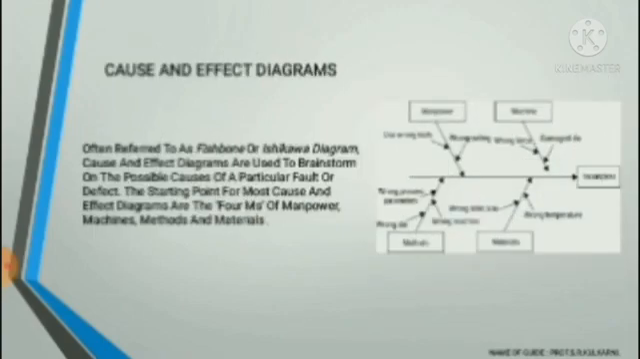Let's see the cause and effect diagram, often referred to as a fishbone or Ishikawa diagram. Cause and effect diagrams are used to brainstorm on the possible causes of a particular fault or defect. The starting point for most cause and effect diagrams are the 4Ms: manpower, machines, methods and materials.